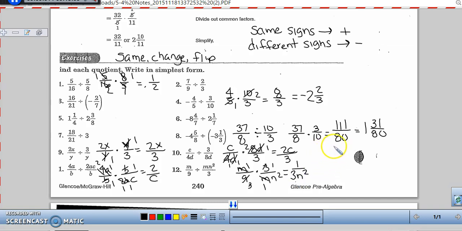So that was kind of quick. You need to go back and look at the review. The only thing you need to remember is that mixed numbers need to be changed to improper fractions first. You need to go back and check for same signs and different signs. None of these variable ones had negatives, so you don't have to worry about it. And that you're doing the same change flip after they are both turned into fractions.